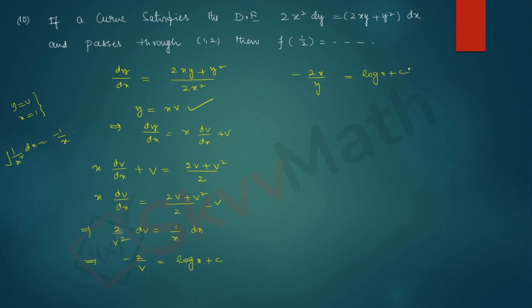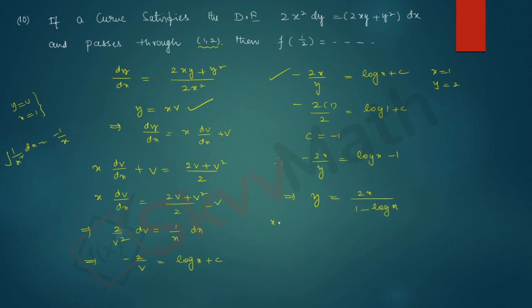Now the differential equation is solved. After that, the initial condition is (1, 2), meaning the x value is 1 and the y value is 2. You substitute here: -2 into x value 1 over y value 2, equals log of x value 1 plus c; log 1 is 0. So you get c = -1. Copy that value: -2x/y = log x - 1. You take the minus on both sides and write the y value: y = 2x/(1 - log x), after taking the minus common.